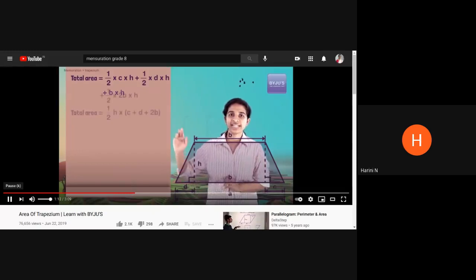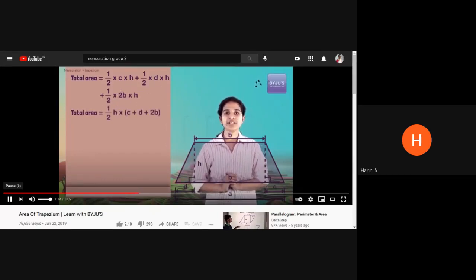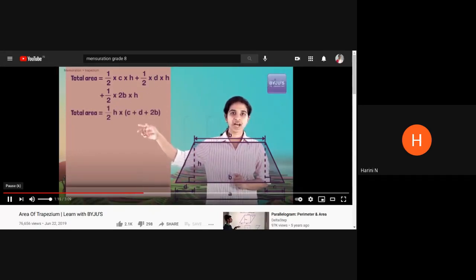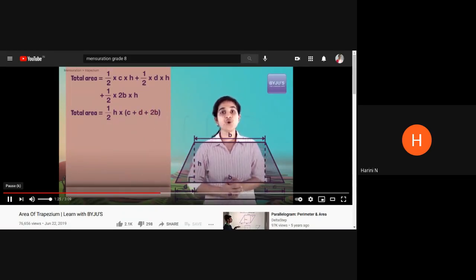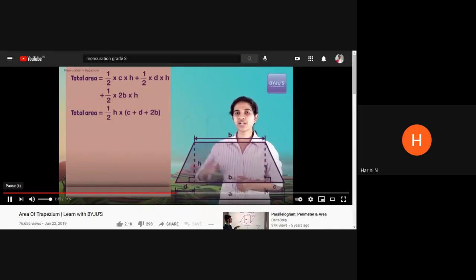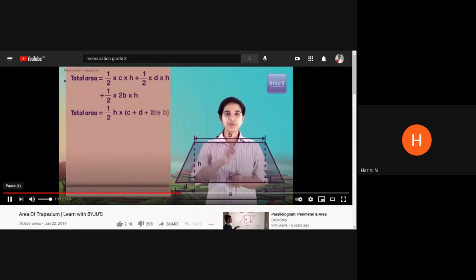We add all 3 up, we'll get the area of the figure. Now you can see that you can take half into H common from there. If you take half into H common, outside, in the first term, inside the bracket, you'll be left with C. The second term, you'll get D. And in the third term, you'll get 2 times B because there's no half there. Instead of writing it as B into H, if I want to show half H, I can write it as half into 2 into B into H, right? That's why you get a 2B there. Now we can write this 2B as B plus B. We can split it out. So I can write it as half H into C plus D plus B plus B.